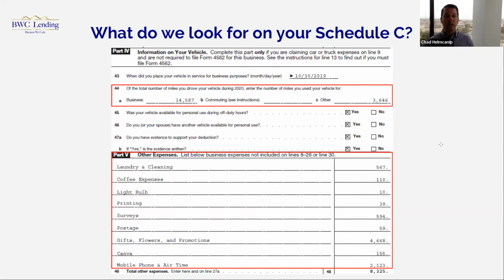As we move later in the year, we're going to be asking for P&Ls because the most important thing we're looking for in self-employed borrowers is consistency of income. And so we want to make sure that your income is stable. So let's say, for example, in this scenario, he made $200,000 in revenue last year, but this year he's only made $5,000. So he's not on pace to make $200,000 this year.